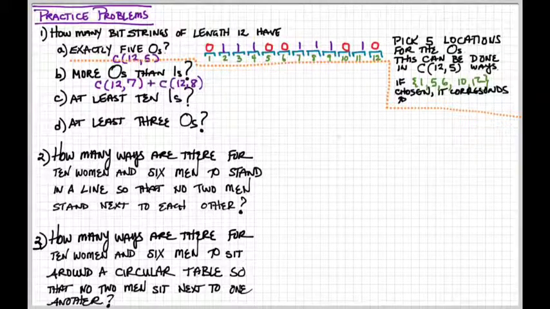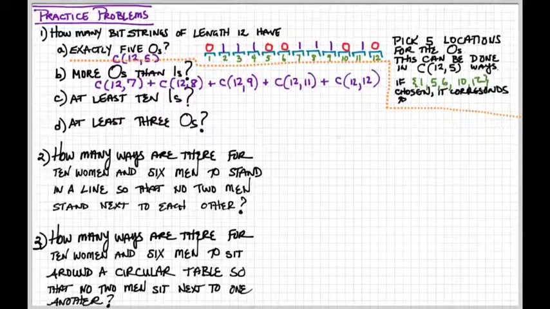You add on to that the number of ways to have 8 zeros, 9 zeros, and so on until you get to 12 zeros. Oh, looks like I skipped 10 zeros in there. Okay? So it's the sum of the combinations of 12 things taken 7 at a time, 8 at a time, 9 at a time, all the way up to 12 at a time.